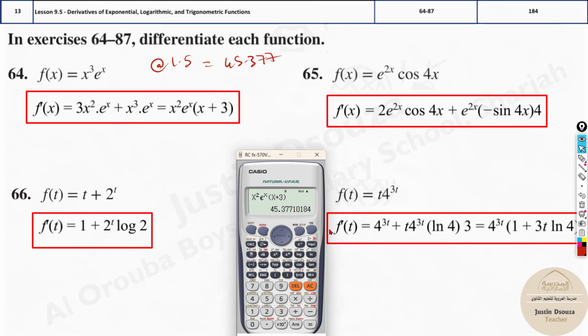Let's try this one over here. First, shift dy by dx, solve the given question: x plus 2 to the power x. And now over here, the x value is 1.5, and the value we got is 2.9605. Now, all you need to do is calculate this at the same x value. It's 1 plus 2 to the power x. Now, here you can see it's log 2.